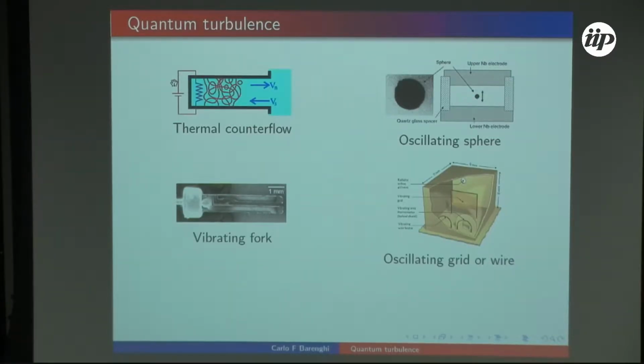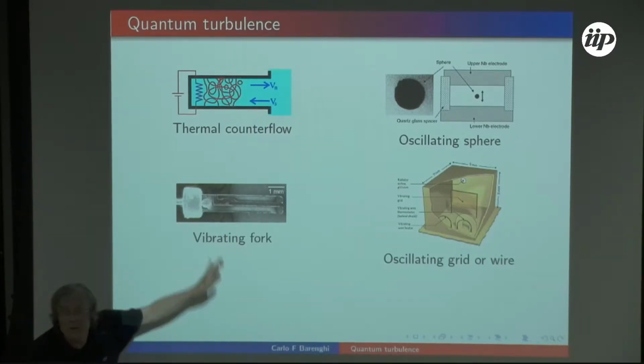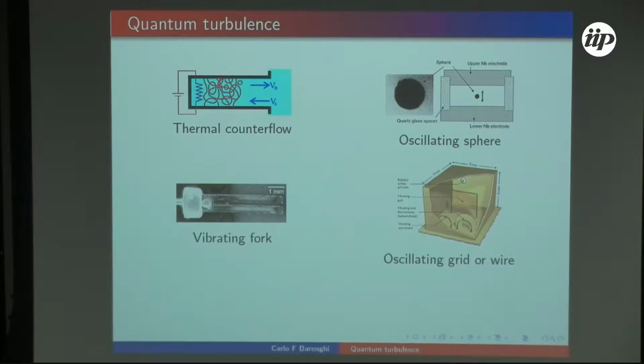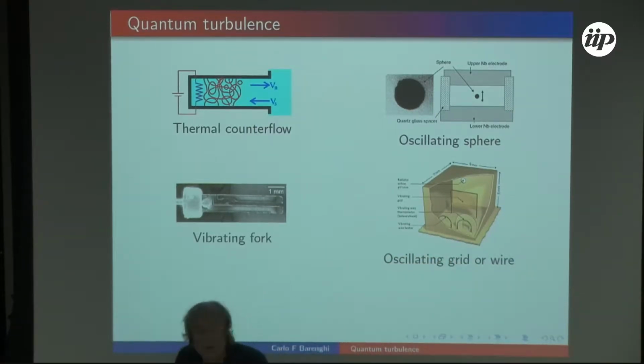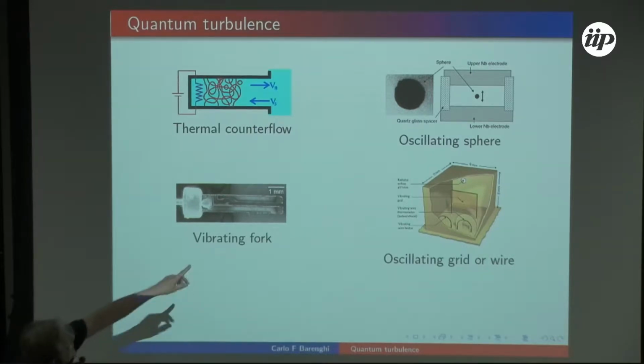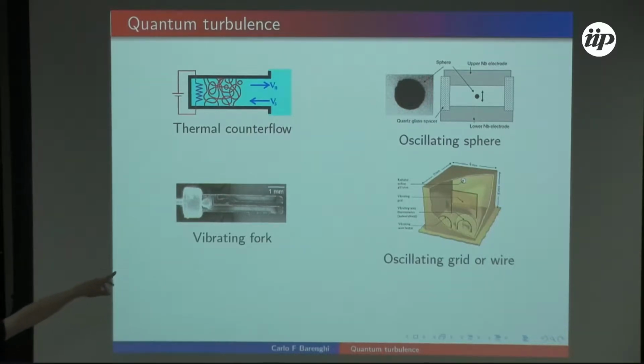Small devices, for example, are vibrating forks. This is the vibrating fork, which is inside this kind of object. Or small vibrating wires or grids or meshes have been used. So at the top what you see is a drawing from a paper in which turbulence was created by a superconducting sphere, very tiny, which was oscillating between 2 plates. And the top left, the standard thermal counterflow.